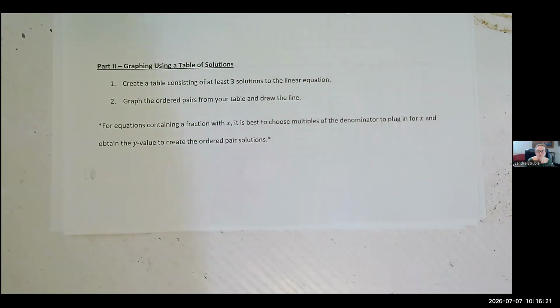Then we're going to graph the ordered pairs from the table, draw the line, and then you'll hear about my name the baby again. For equations containing a fraction with x, it is best to choose multiples of the denominator to plug in for x and obtain the y values to create those ordered pair solutions. I'll show you what that's talking about. That's the part that I find really helpful.